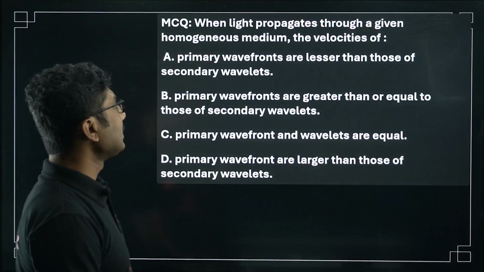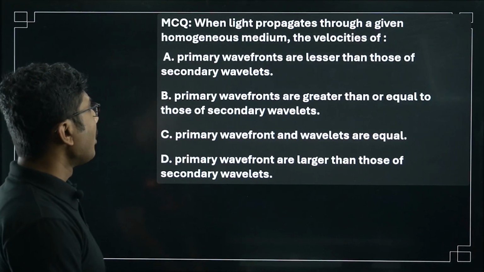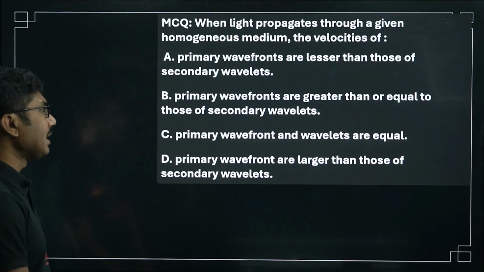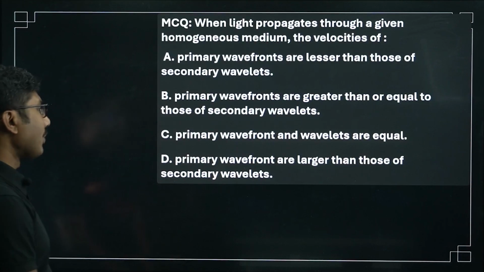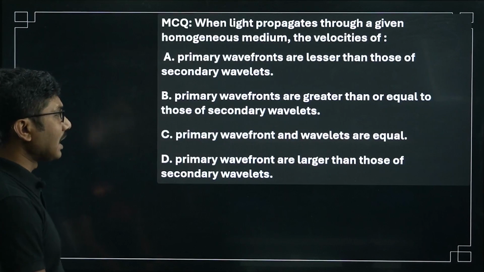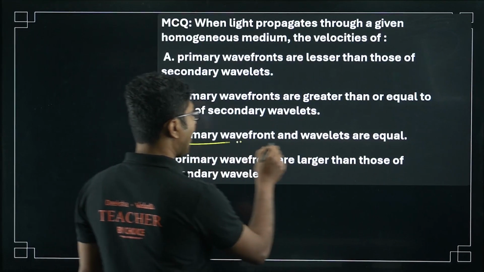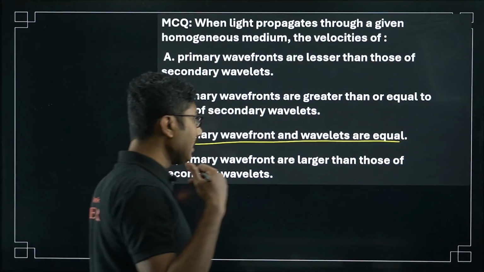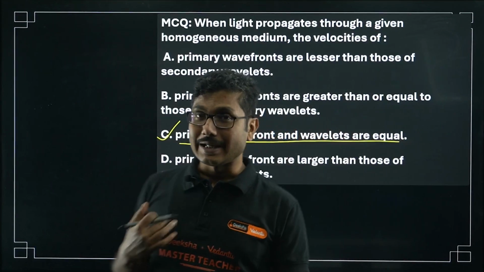When light propagates through a given homogeneous medium, the velocities of primary wavefronts are lesser than those of secondary wavefronts. Primary wavefronts are greater than or equal to those of the secondary wavelets. Primary wavefront and wavelets are equal. Primary wavefronts are larger than that of the secondary wavelets. So primary wavefront and wavelets all are equal, right? So primary and secondary both have the same speed. That is the Huygens principle.